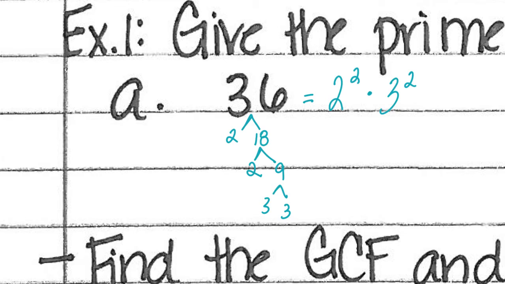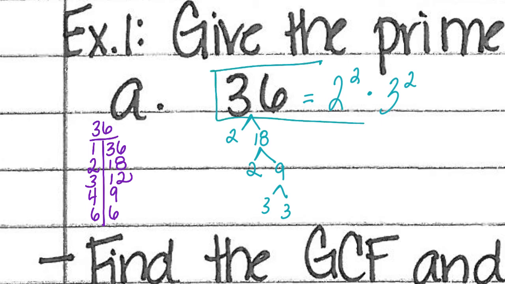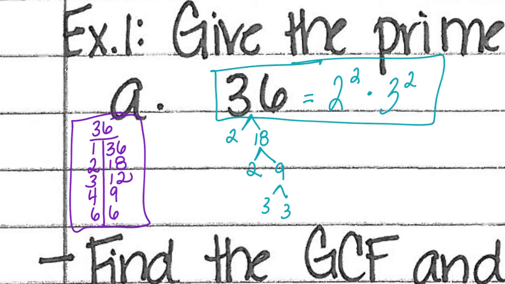Now remember, if we were to write the factors of 36, let's go ahead and put them in a T-chart, not a T-shirt. 1 times 36, 2 times 18, 3 times 12, there's a lot. 4 times 9, and 6 times 6. So make sure you understand the difference between prime factorization and factors. You will see this again.